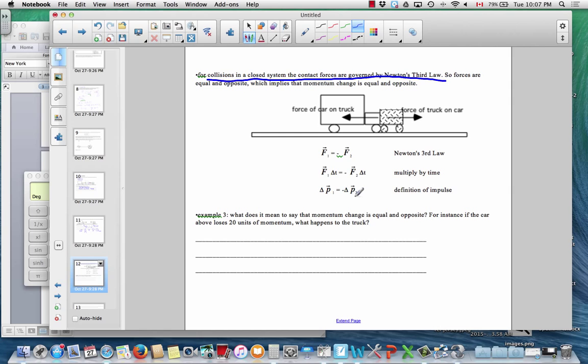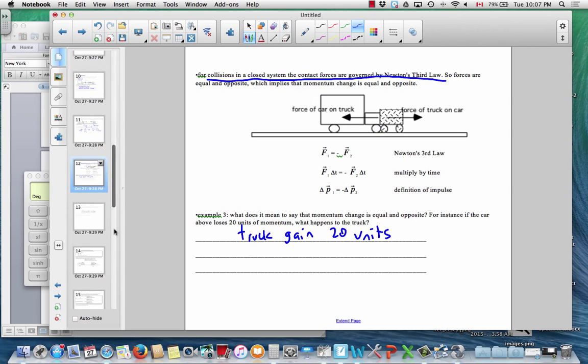But what does that mean? For instance, in this collision, if the car was to lose 20 units of momentum, this side was a loss of 20, it must be that the momentum change of the truck is opposite of that, i.e., the truck would gain 20 units of momentum. So whatever the car would lose, the truck would gain. That means that momentum is transferred between the two objects and not gained or lost. That means it's a conserved quantity.